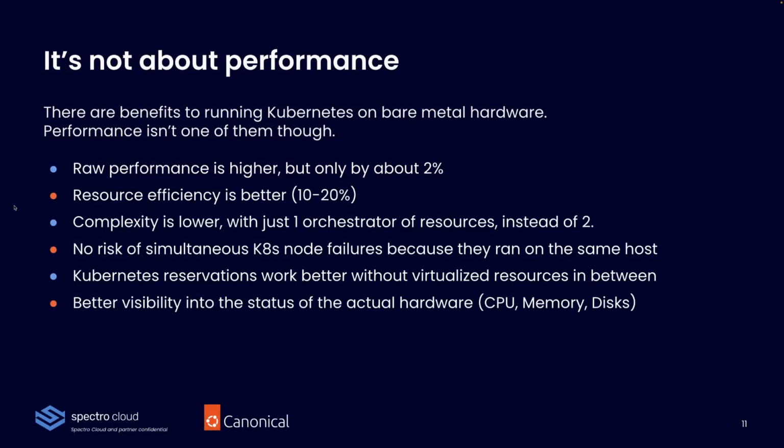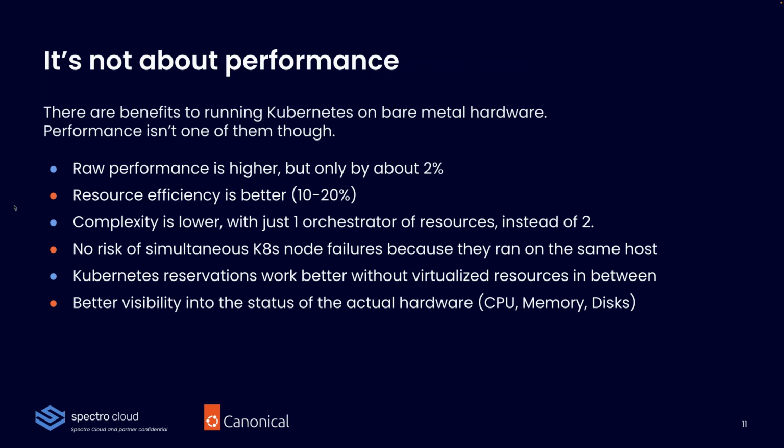There are definitely benefits to running Kubernetes on bare metal, but performance isn't one of them, at least not really. Taking away the virtualization overhead will net you a little bit more performance, but don't expect more than about 2%. There are situations where the last 2% is entirely worth it, but for this presentation, we are not assuming that that is the case. So what are the benefits then, other than slightly better performance?